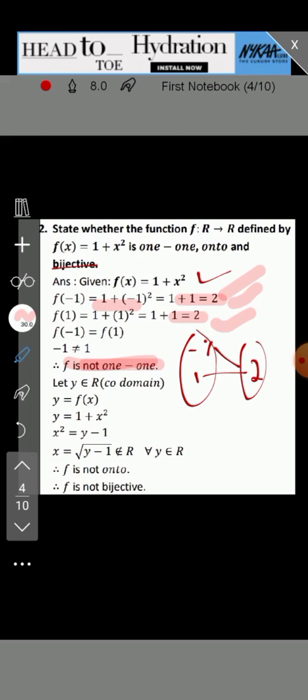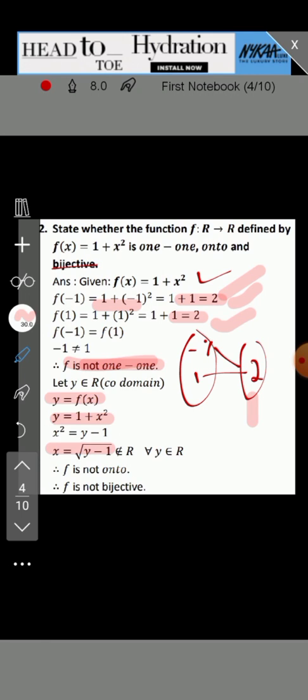Now we'll see about onto. We have to take one element from the codomain. So let us take y belongs to R, and y is equal to f of x. This is a common step in proving onto. What is f of x given in the question? f of x is equal to 1 plus x square. Therefore, y is equal to 1 plus x square. Now let's solve for x.